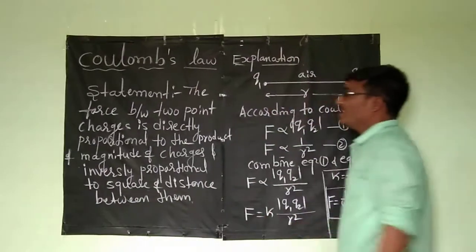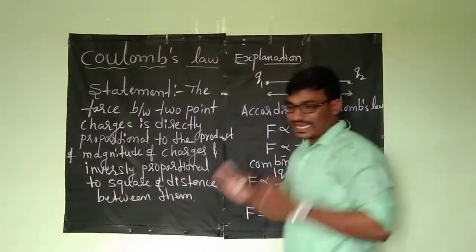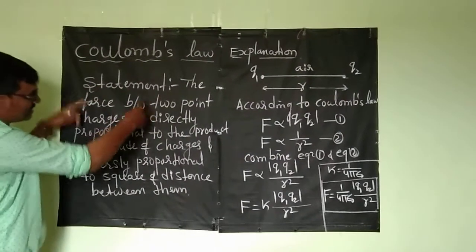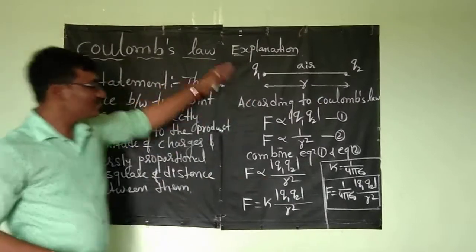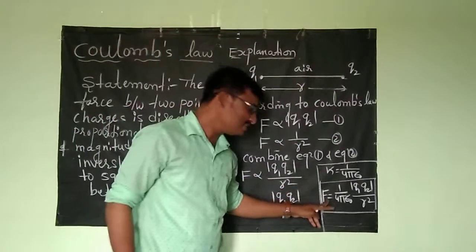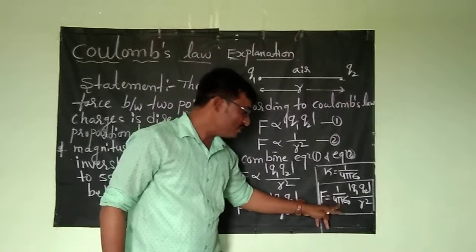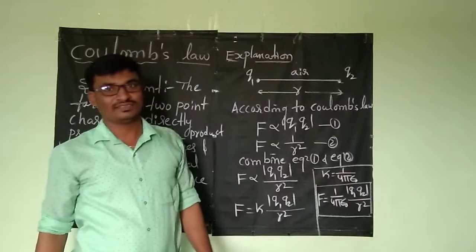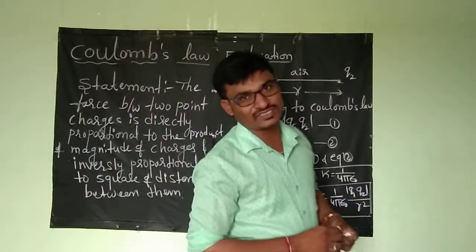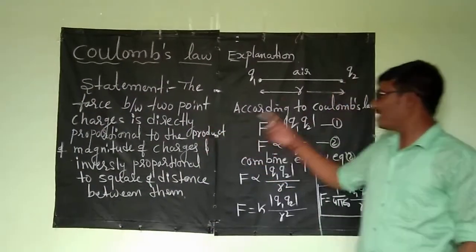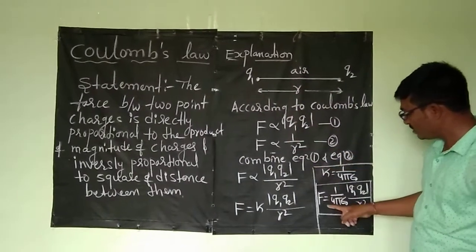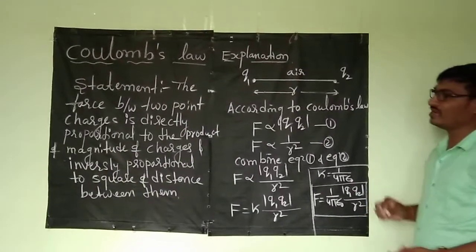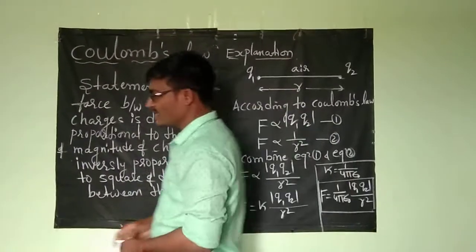Okay, it's enough. If they ask the question, state and explain Coulomb's law, at that time you have to write the statement of Coulomb's law, then the explanation. The final equation you have to get is F is equal to 1 divided by 4 pi epsilon naught q1 q2 divided by r square. It's enough for 3 marks. In the PU board they can ask for 3 marks. Statement and explanation, ending with F is equal to 1 by 4 pi epsilon naught q1 q2 divided by r square. This is state and explain Coulomb's law.